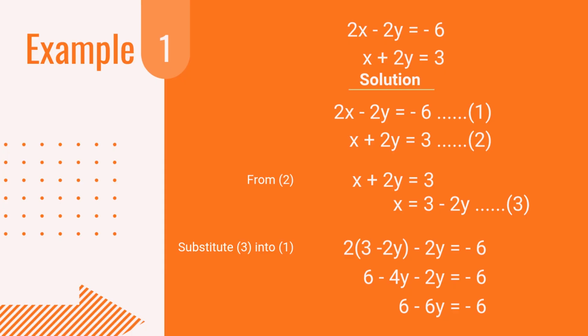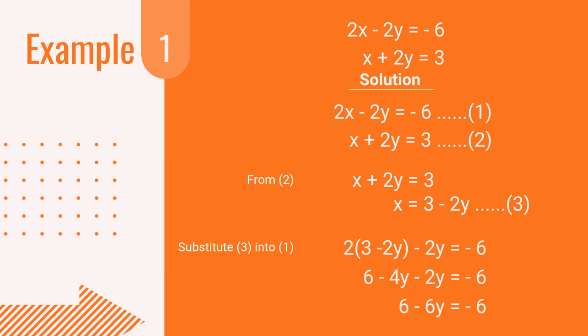Remember, whenever a variable is crossing from the left-hand side to the right-hand side or from the right-hand side to the left-hand side, the sign will change. If it was positive, it turns to negative, and if it was negative, it will turn to what? Positive. So here we have x is now equal to 3 minus 2y. Since x is now subject of the formula, we call it equation 3. So the next step is to substitute equation 3 into equation 1.